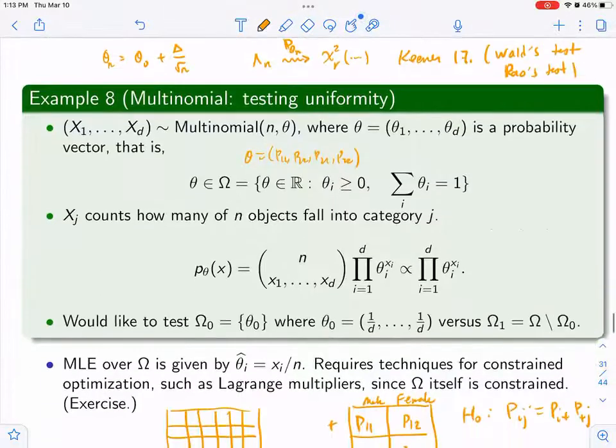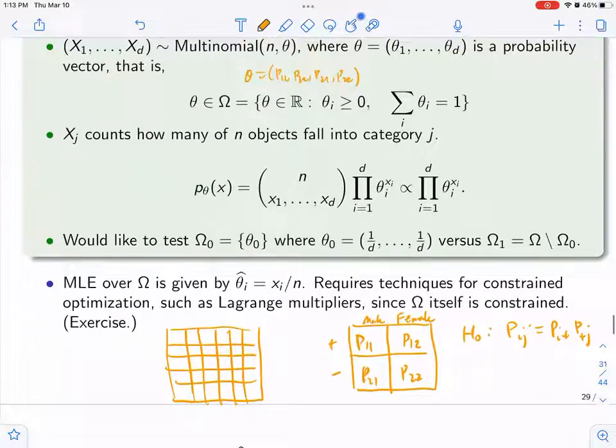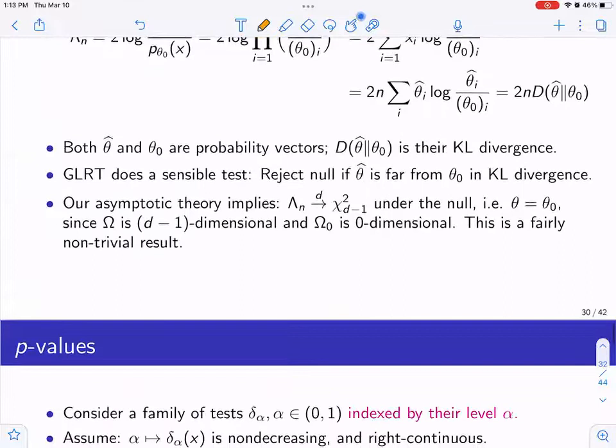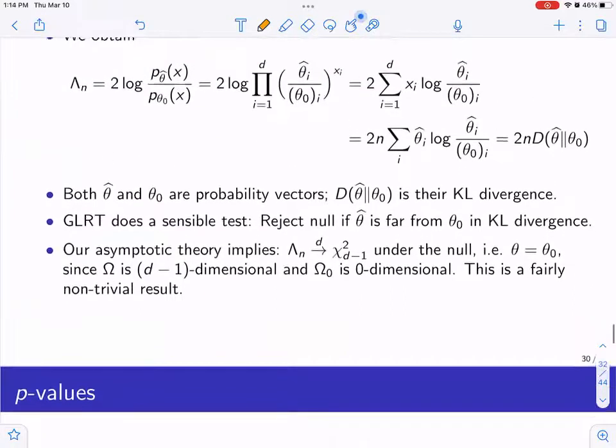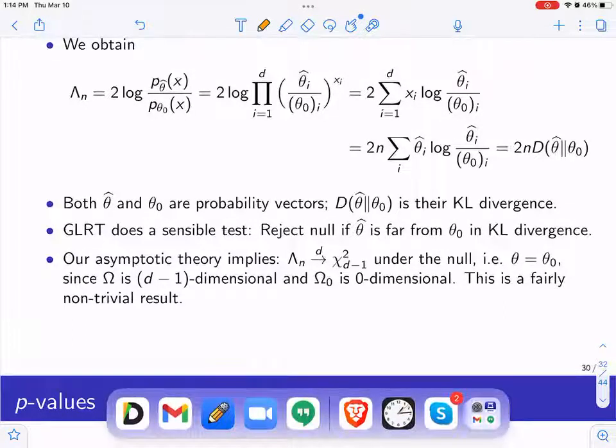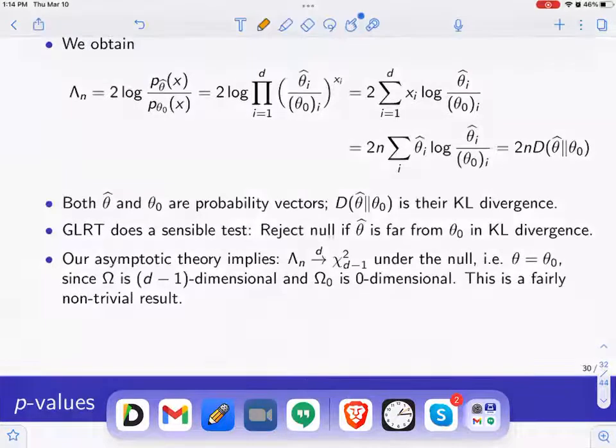So now, any questions about the GLRT? Okay, so at this point we're done. Any questions from the online people? Okay, so at this point we're done with the things that I normally cover.